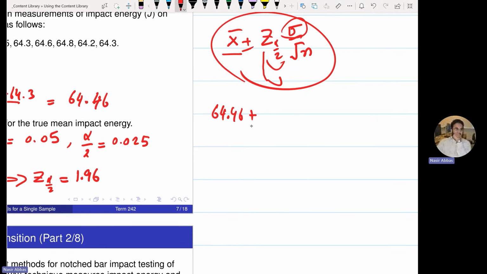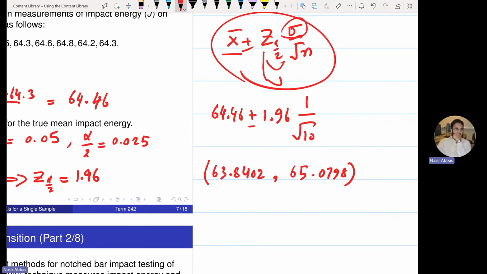64.46 plus minus 1.96. Sigma, I think, was 1. N was 10, so the square root of 10. So if I solve these two, one with plus sign, one with minus sign, I get 63.8402 all the way up to 65.0798. This is called a 95% confidence interval for the mean, what was the variable?